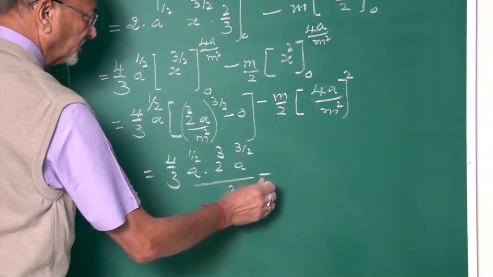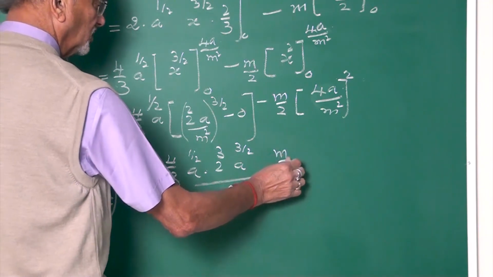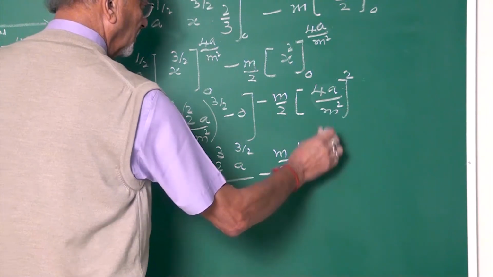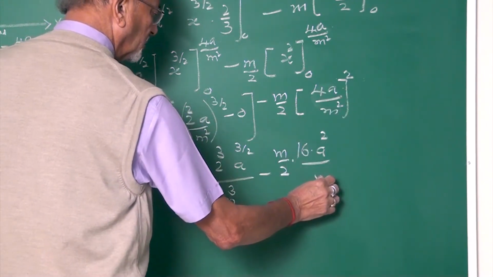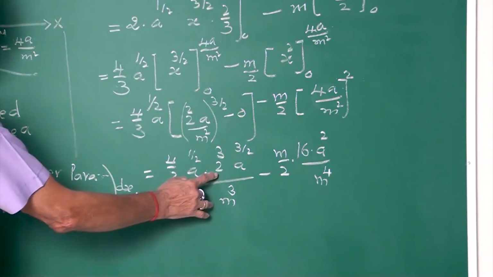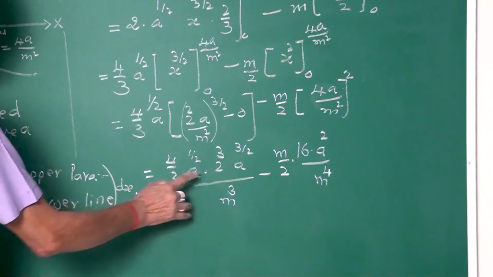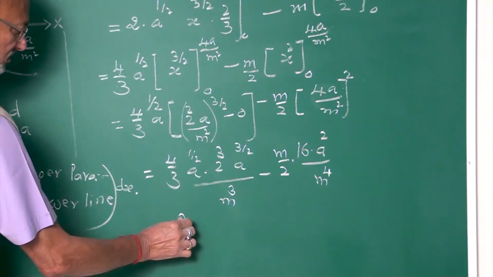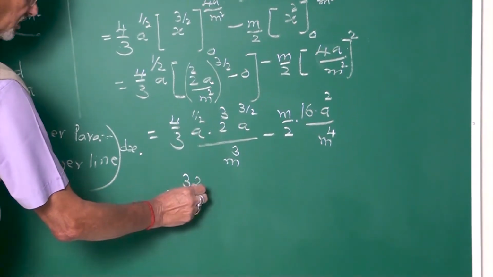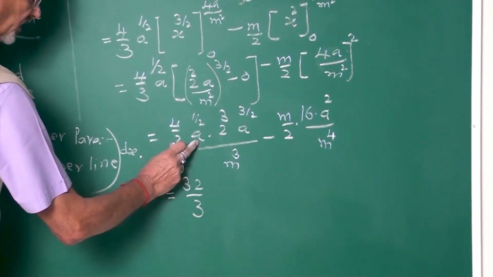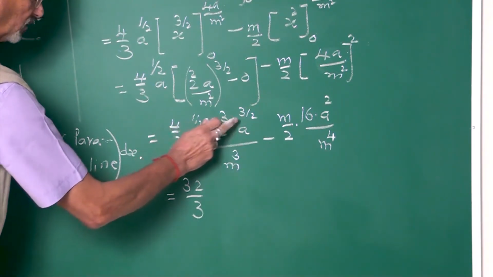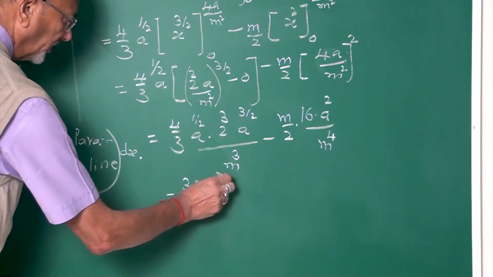M cube minus m by 2 into 4 square, a square, m square, m to the power 4. Further, 2 to the power 3 is 8, and 8 into 4 is 32. So 32 upon 3, a to the power half into a to the power 3 by 2. Adding the powers, 1 by 2 plus 3 by 2.